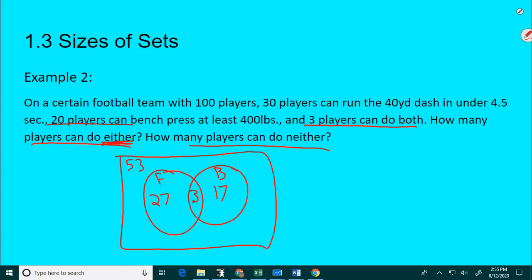But anyway, so question is now, how many can do either? So either, so one or the other or both, okay, Starbucks or. So for either, that's just 27 plus 3 plus 17, which is the 47. So 47 can do either. We just already found out neither. That's what's outside, 53.